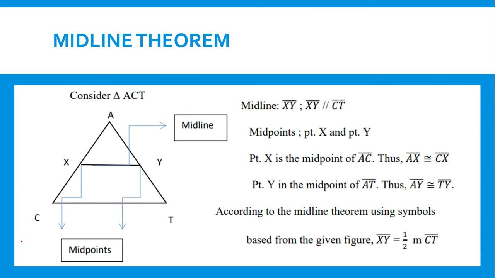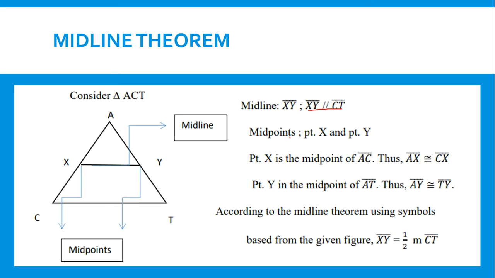Okay, so let's discuss this figure. Consider triangle ACT, having the midline, which is line segment XY, or simply XY. XY is parallel to CT. This is the midline and this is the base of the triangle. They are always parallel to each other.